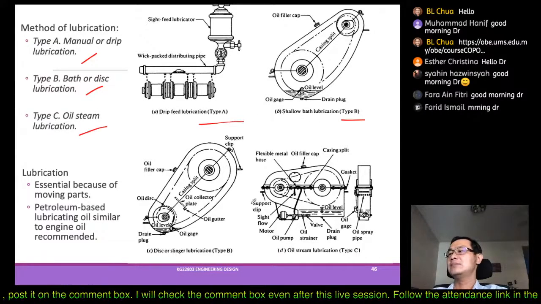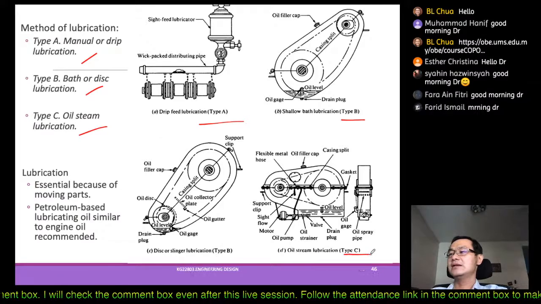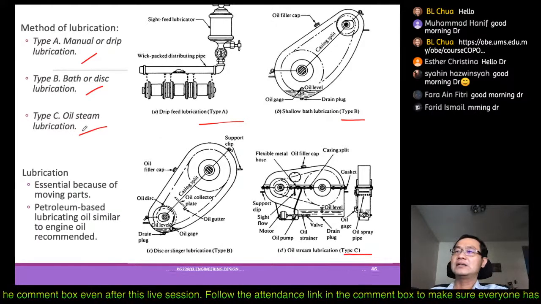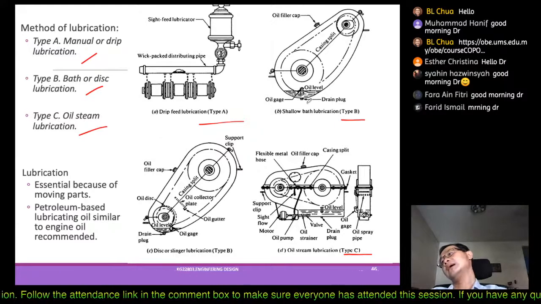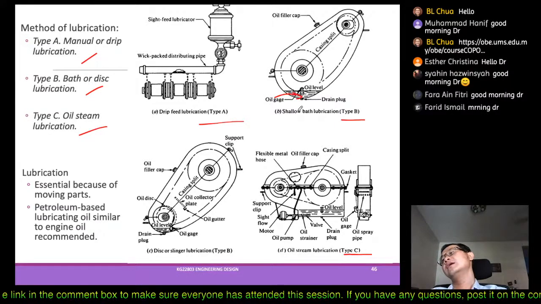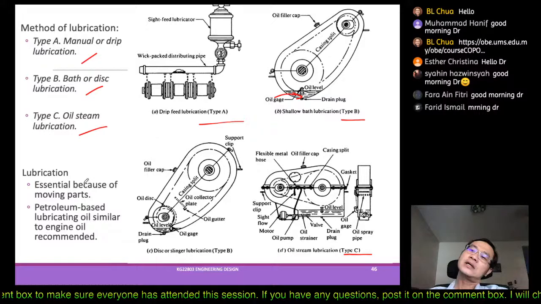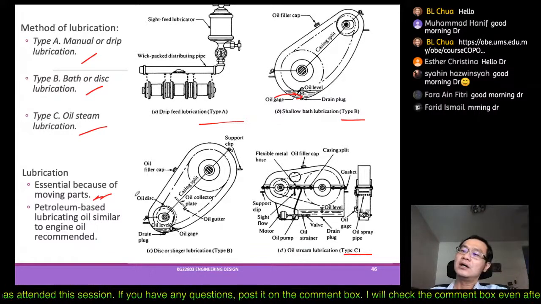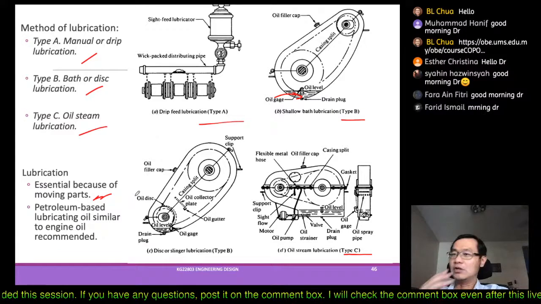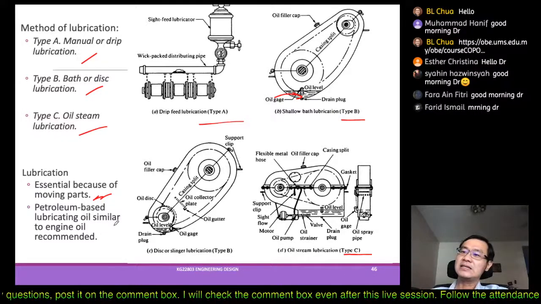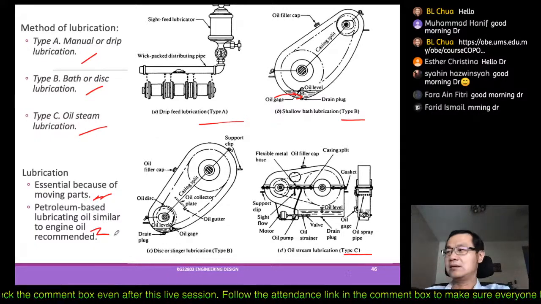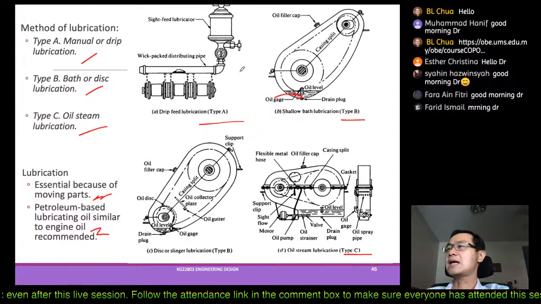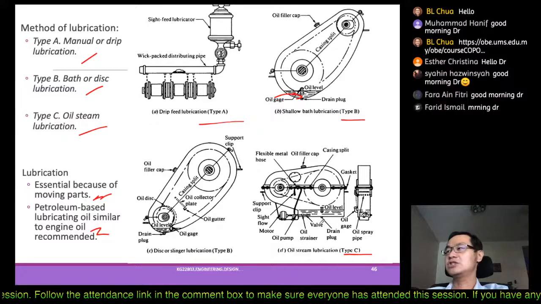Type A, B, and C of lubrication. Therefore you can see some motorbikes, they need to put in the oil, and so on. This lubrication is important because of the moving parts, and generally it is a petroleum based lubricant. So this is how you can achieve the lubrication.